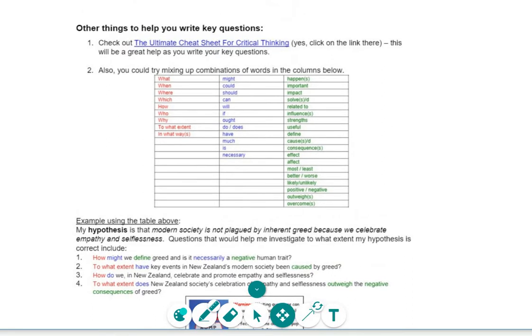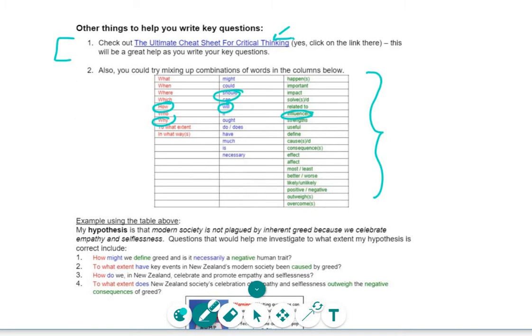Here's some more resources to help you write your key questions. So this one here is the ultimate cheat sheet for critical thinking. If you click on that link, it will take you to a great little sheet to help you formulate some questions. The other thing you can do is try different combinations of these words. So how will something influence, for example? Why should something impact something else? Whatever. Okay. So there's examples here that we've written for our greed idea, and you can read those. The colour coding is shown there. It relates to each column. Again, you don't have to use those, but it might help.